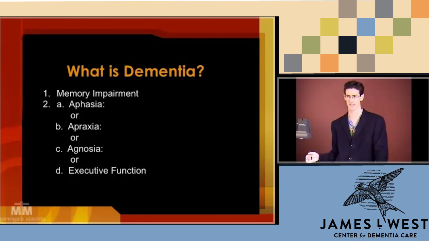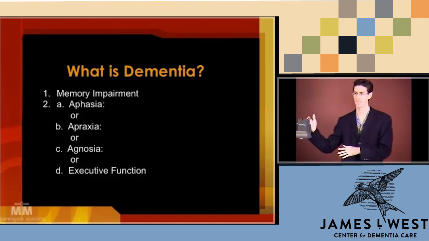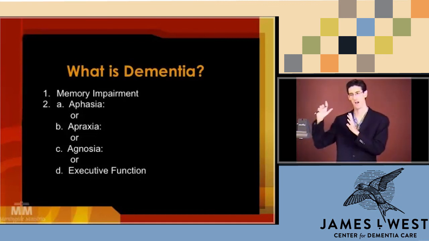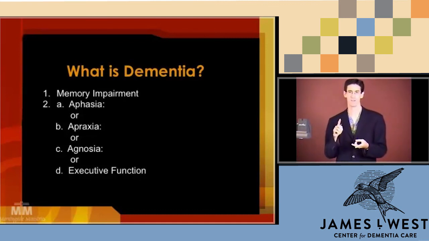And so higher order examples of functional decline might be things like using the telephone, managing your money, managing your medications, driving or arranging for transportation. Those would be higher order levels of functional loss. And then more basic functional loss would be things like walking, toileting, grooming, showering, these kinds of things.